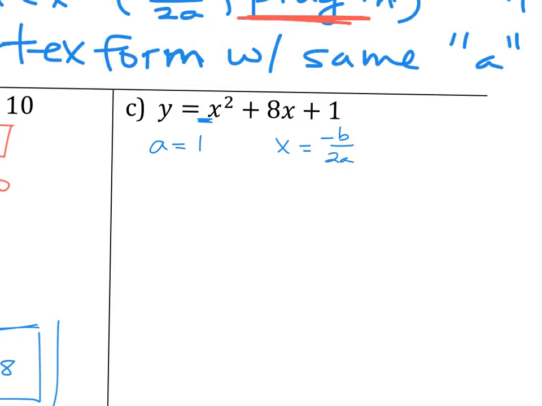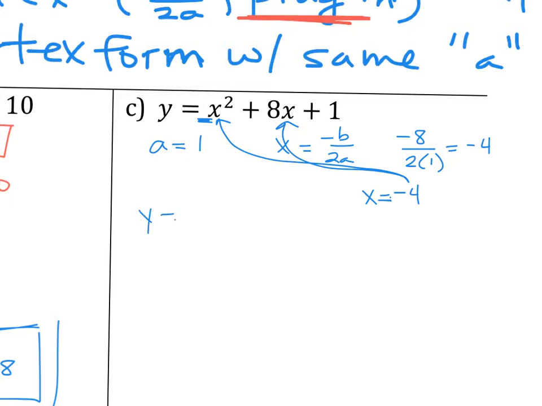What's a negative b right now? B. Negative 8 over 2 times 1. So negative 8 divided by 2 is a negative 4. Okay, that's our x value. What do I do with that x value? Plug it in. We're going to take that negative 4 and put it here and put it here.